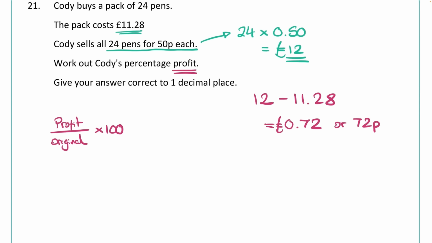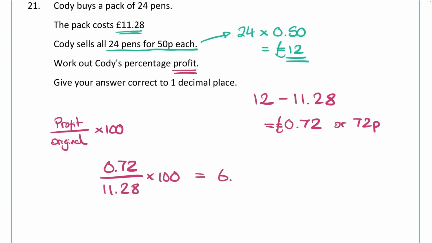So if I type this into my calculator, I have 0.72 over the £11.28, the original price that you paid, and I'm going to times it straight away by 100. So 0.72 on the top, £11.28 on the bottom. I'm going to times straight away by 100. There you go, and I do get quite a long decimal here.